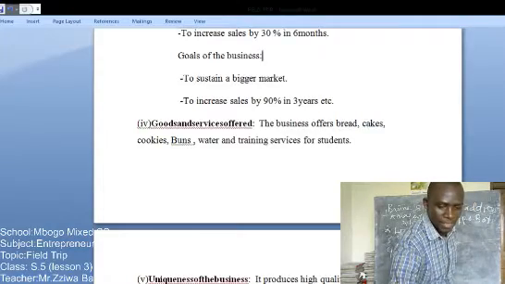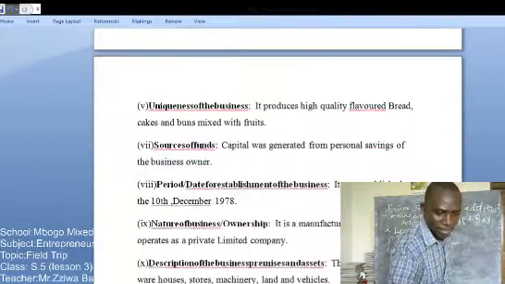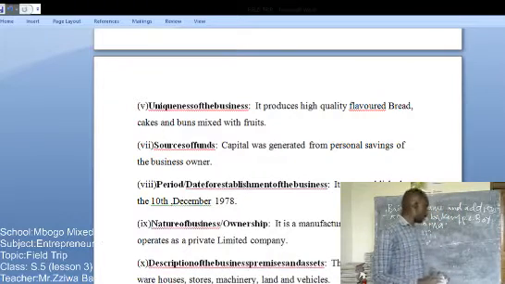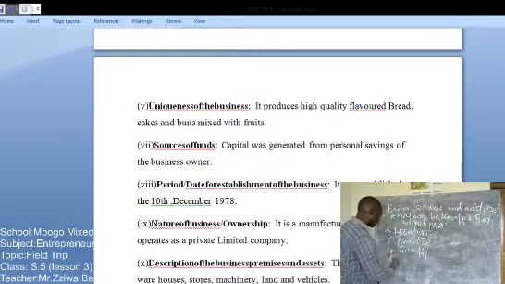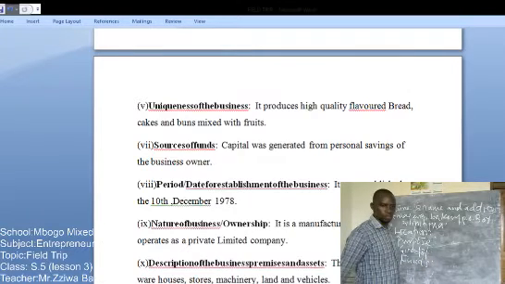Source of funds is another element. Where did the business secure money? Source of funds or capital. Okay?